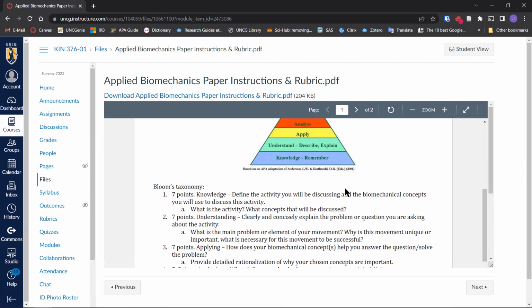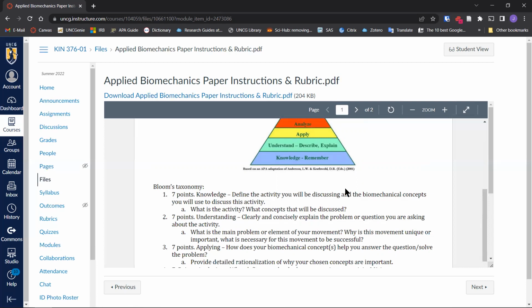7 points for understanding: clearly and concisely explain the problem or question you are asking about this activity. So what is the main problem? What I would suggest is to come up with a problem statement. What problem are you trying to solve? If you have a problem statement, the rest of the paper gets easier. State what you are trying to solve.